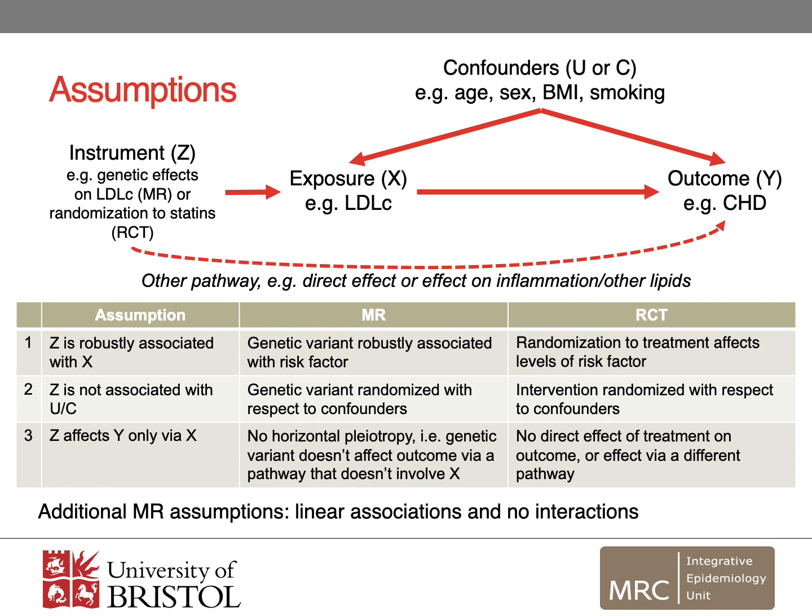The third assumption is that the instrument is associated with the outcome only via its association with the exposure. In MR, the genetic variant should not affect the outcome via a pathway that does not involve the exposure, and this is known as horizontal pleiotropy. In an RCT, there should be no direct effect of the intervention on the outcome. MR also additionally assumes that all associations, so Z to X, X to Y, Z to Y, and associations with the confounders, are all linear and not subject to interactions.